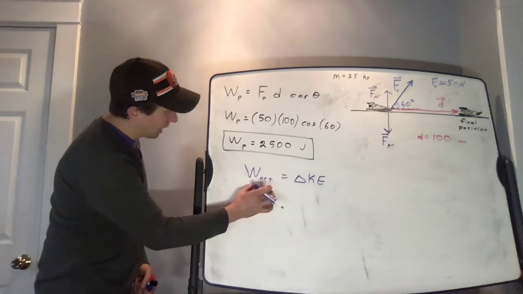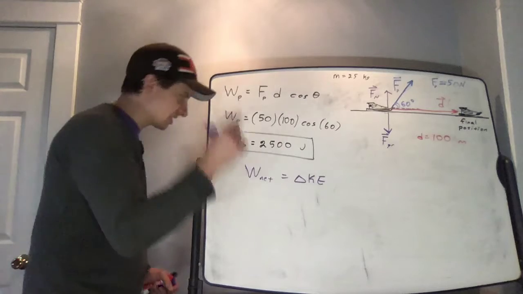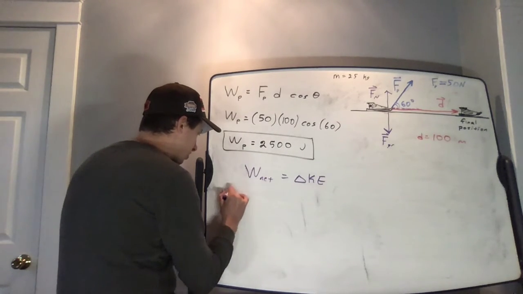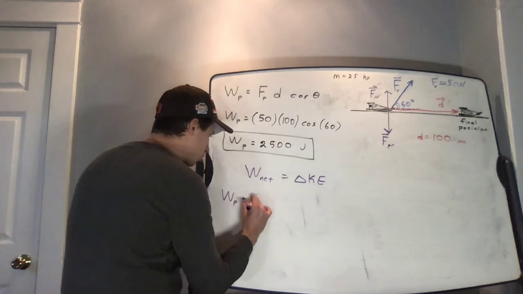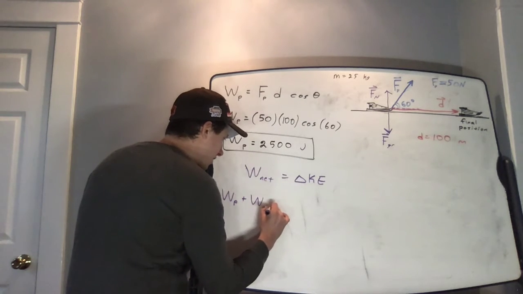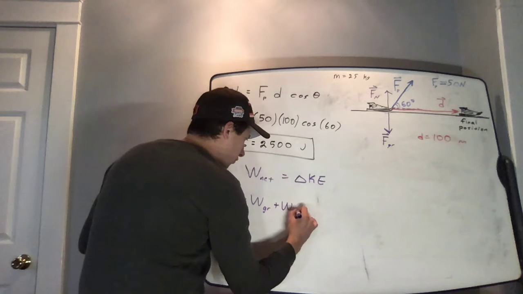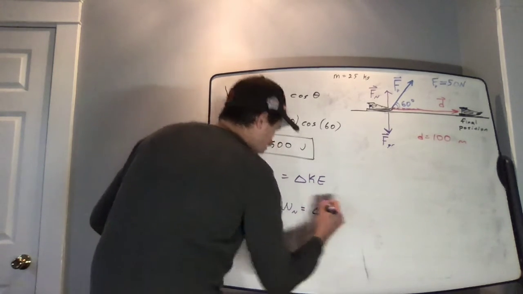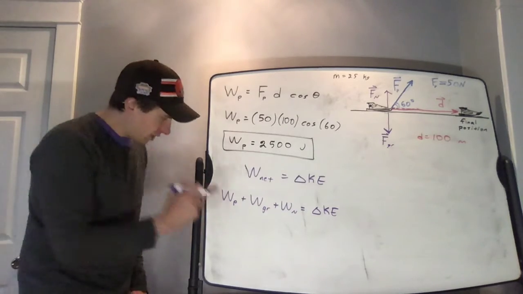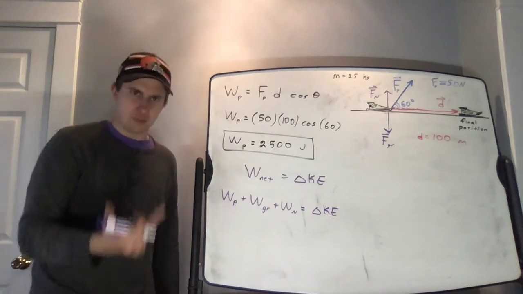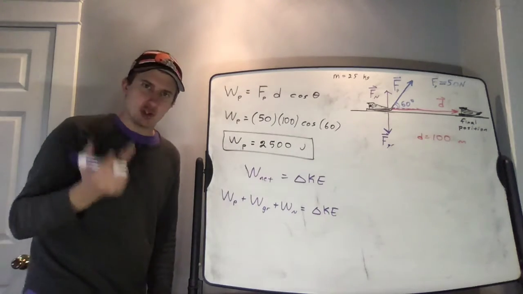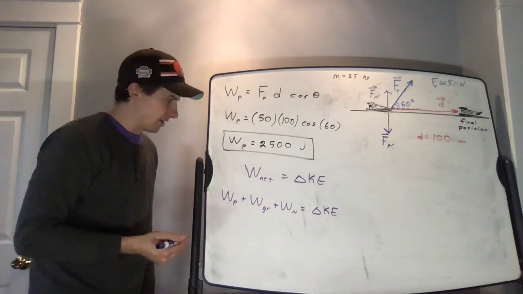But in this example, I have three forces, so I could say the net work done on the sled here is going to be the work done by my pull, plus the work done by gravity, plus the work done by the normal force, and that's going to be equal to the change in the sled's kinetic energy. Now we already know what the work done from my pull is.